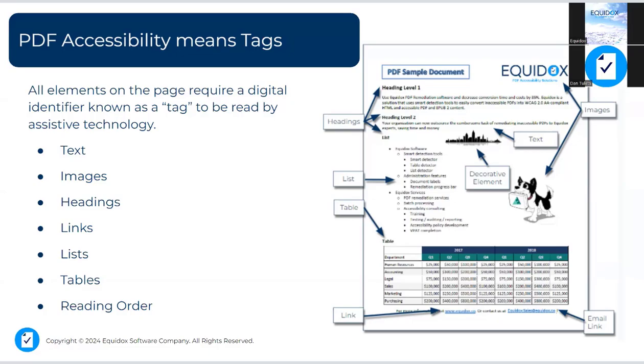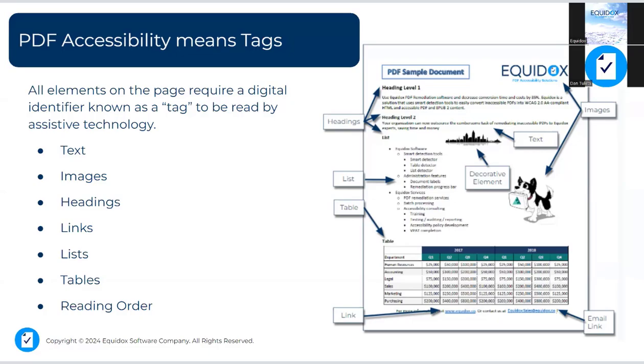And so the tags are basically these little digital markers that are used to identify and organize the content on the page. So there's different types of tags. You have tags for elements like text, images, headings, links, lists, tables.